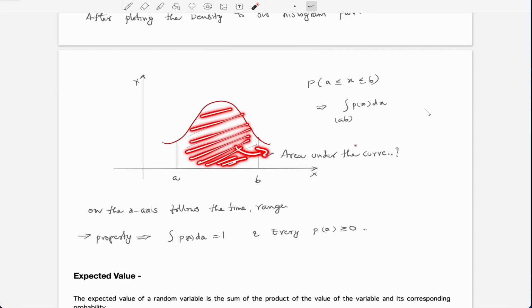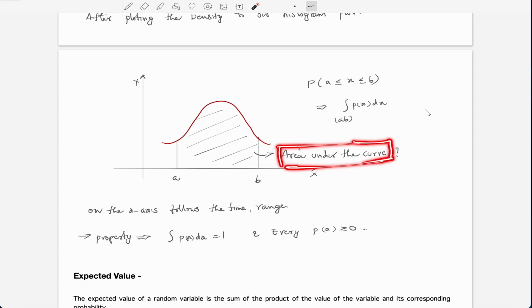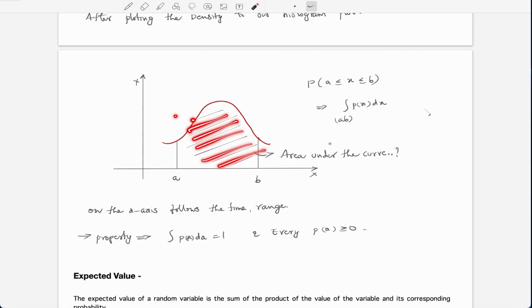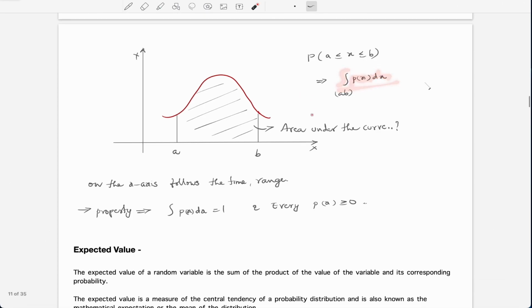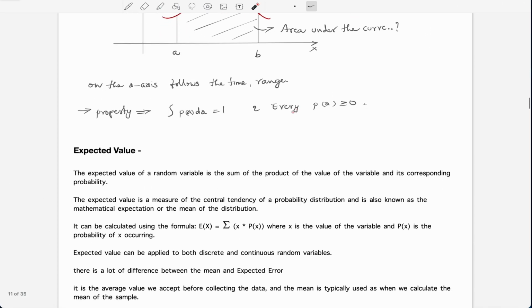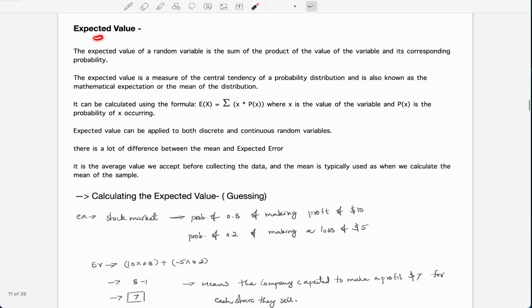we aim to find the area under the curve. So what is this area under the curve? The area under the curve is integration, right? The slope of the curve is differentiation, and the area under the curve is integration. And how do we find that? We simply integrate p of x dx, which is the function, and then we get our output, right?